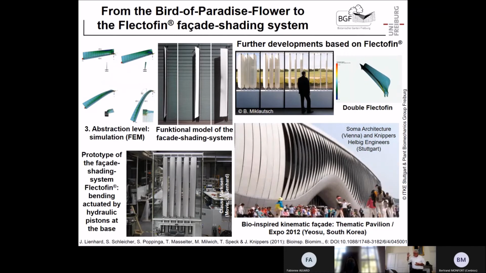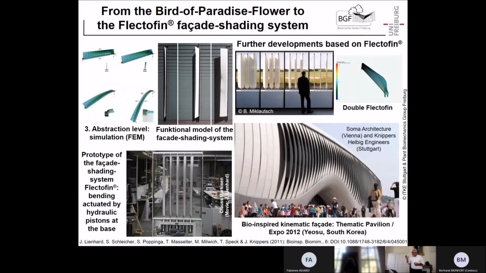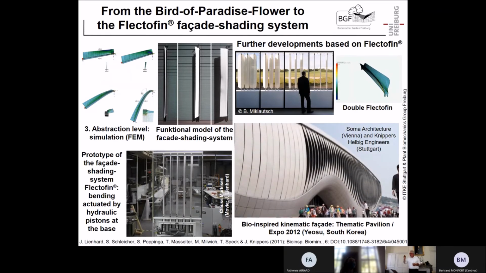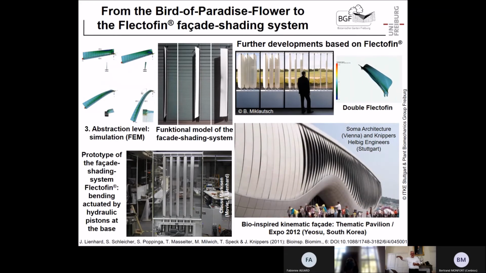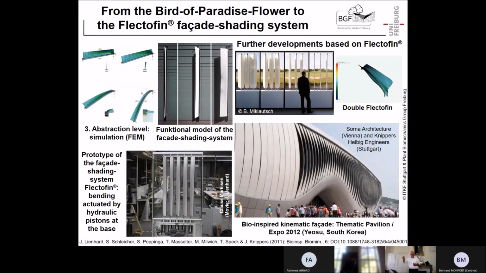But I have to pour a bit of water in the wine. I'm happy with it, but I could be happier. What I don't like is you need relatively high hydraulic pressures to bend them, especially the large ones. That's not as good as in biology, and the other thing is you have a geometric restriction. They have to be 7 times longer than wide. And therefore, we said, okay, let's have a look.